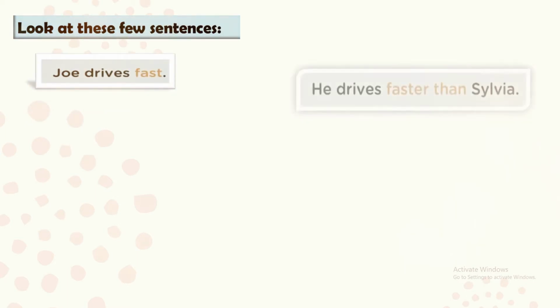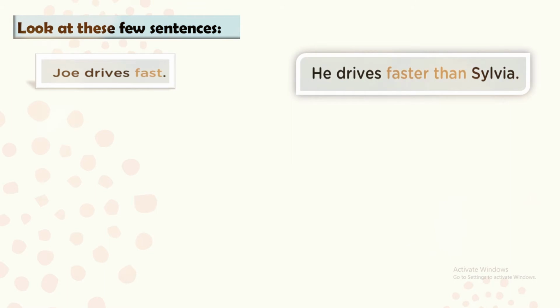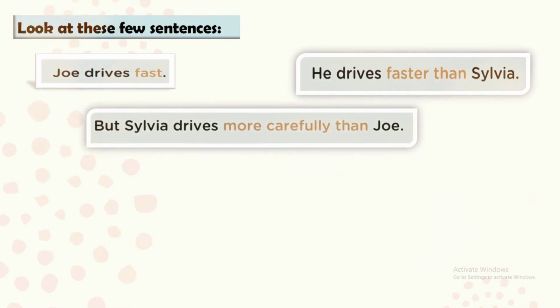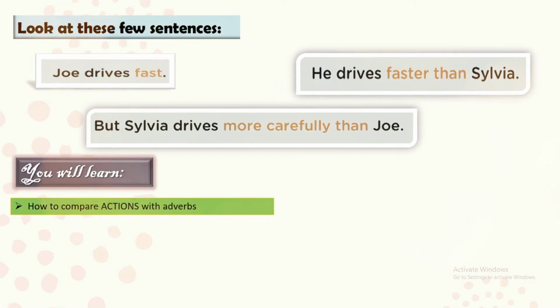This was just a recap for forming comparative and superlative adjectives. Now, let's move to comparing the way people do things, which means using comparative and superlative adverbs. Let's have a look at these few sentences first. Joe drives fast. He drives faster than Sylvia, but Sylvia drives more carefully than Joe. Fast and carefully, these are called adverbs. We're going to study how to use them in the comparative and superlative form today. You're going to learn how to compare actions with adverbs.